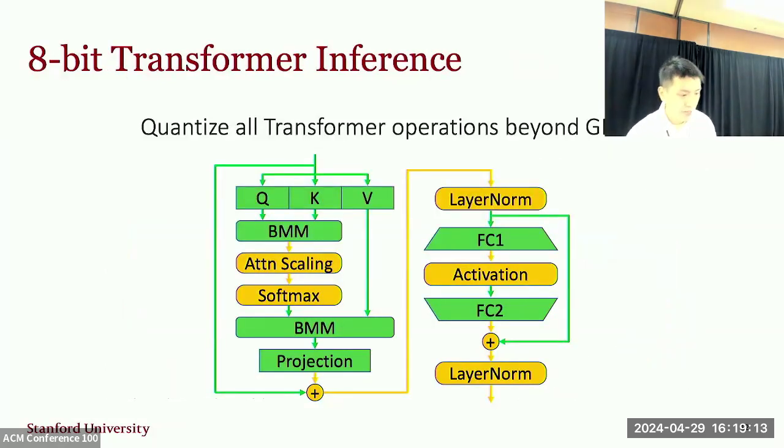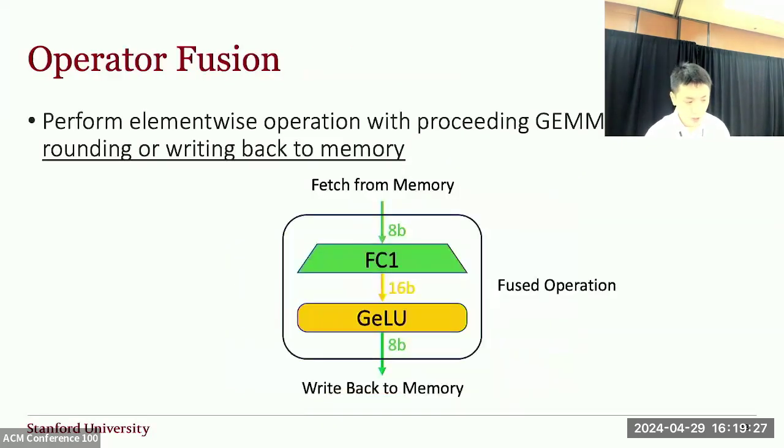Now I'll introduce the 8-bit transformer inference. First of all, different from prior work, we quantize all transformer operations beyond matrix multiplication. For example, we're quantizing attention scaling, softmax, layer normalization, activation, and residual addition. We perform operator fusion, meaning performing the element-wise operation in conjunction with the preceding GEMM operation without rounding or writing back to memory, to mitigate accuracy loss from quantization error.